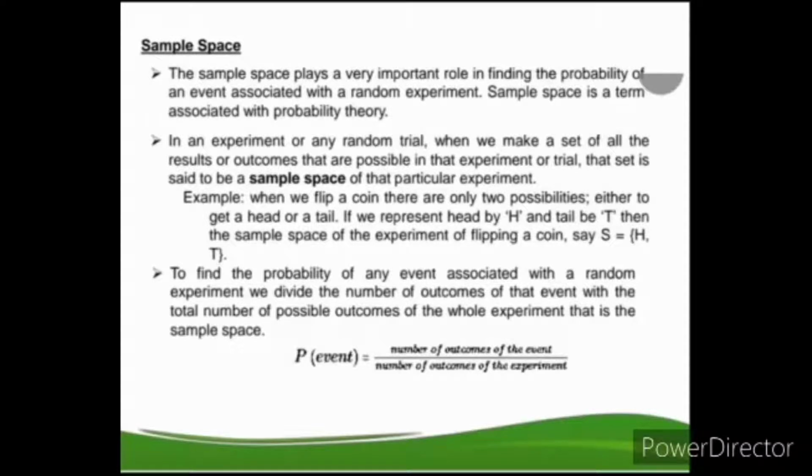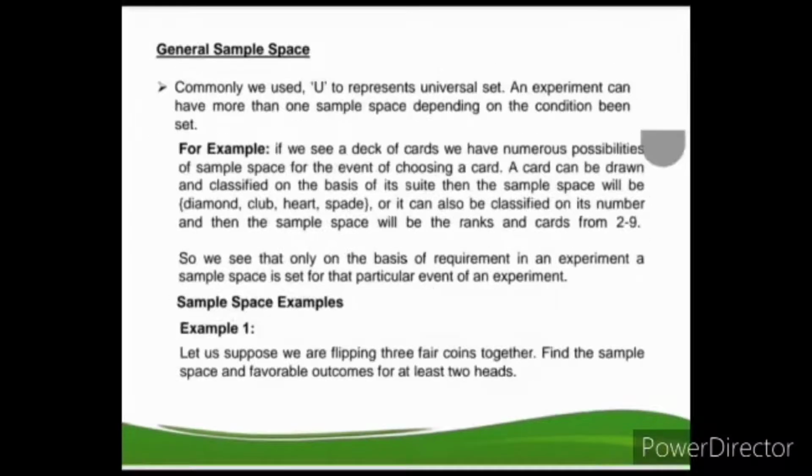Let's proceed to the general sample space. Commonly, we use the sign of the universal set. An experiment can have more than one sample space depending on the condition being set. For example, if we see a deck of cards, we have numerous possibilities of sample spaces for the event of choosing a card. A card can be drawn and classified on the basis of its suit, so the sample space will be diamond, club, heart, spade.